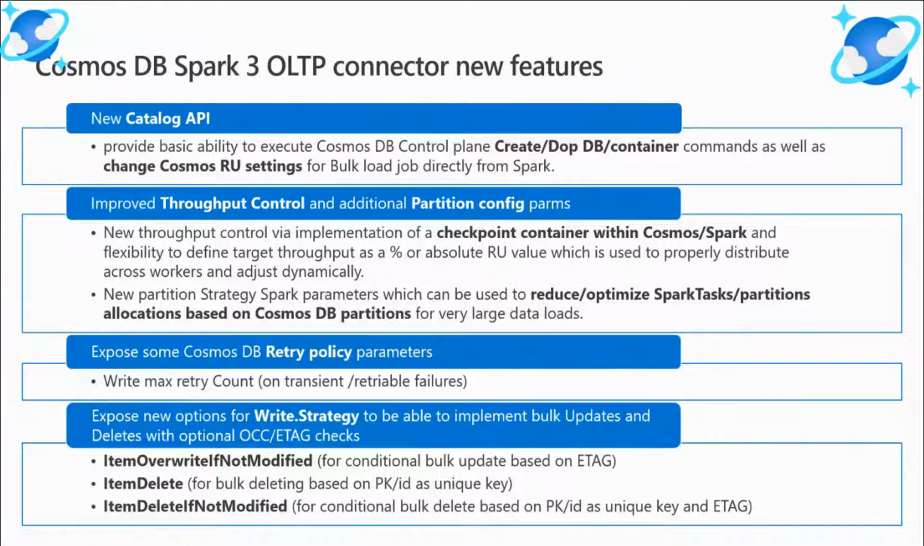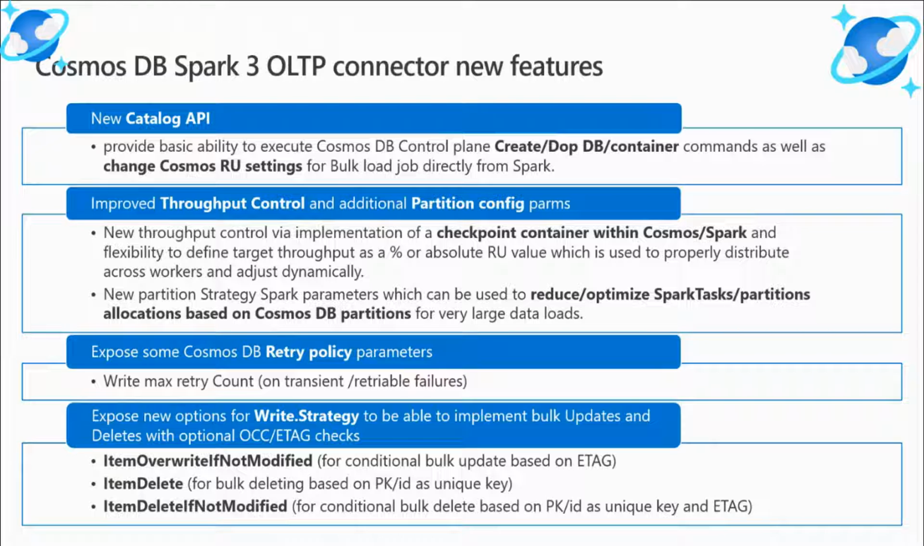Now let's look into the new Spark 3 OLTP connector's new features. There are several new features which are really exciting. One of them is the catalog API. I mentioned in the limitations of the old connector that it didn't have the ability to create containers or set RUs on the containers. So now we have the basic ability to execute Cosmos DB control plane commands, like create and drop container, and we can preset the RU settings as well for bulk load.